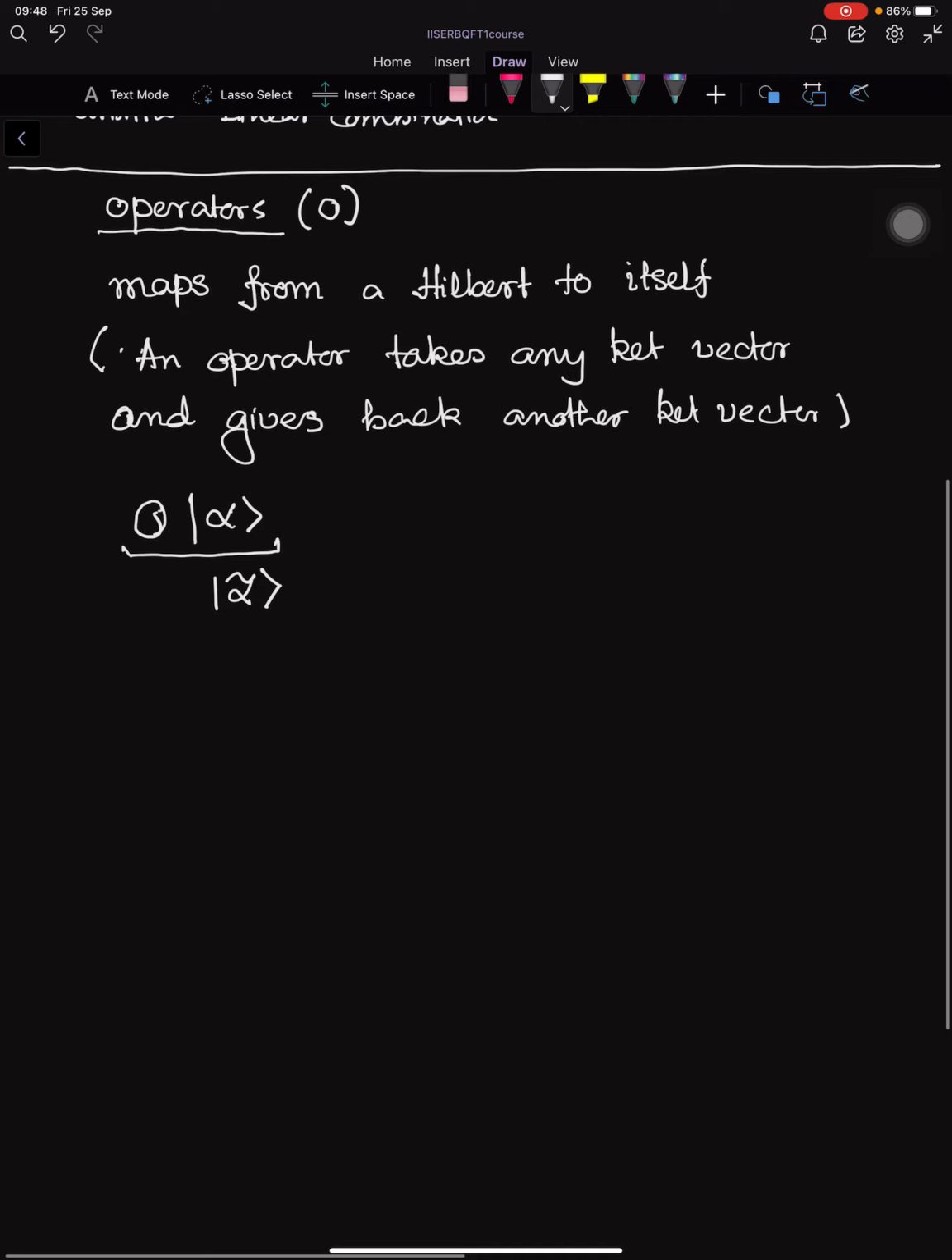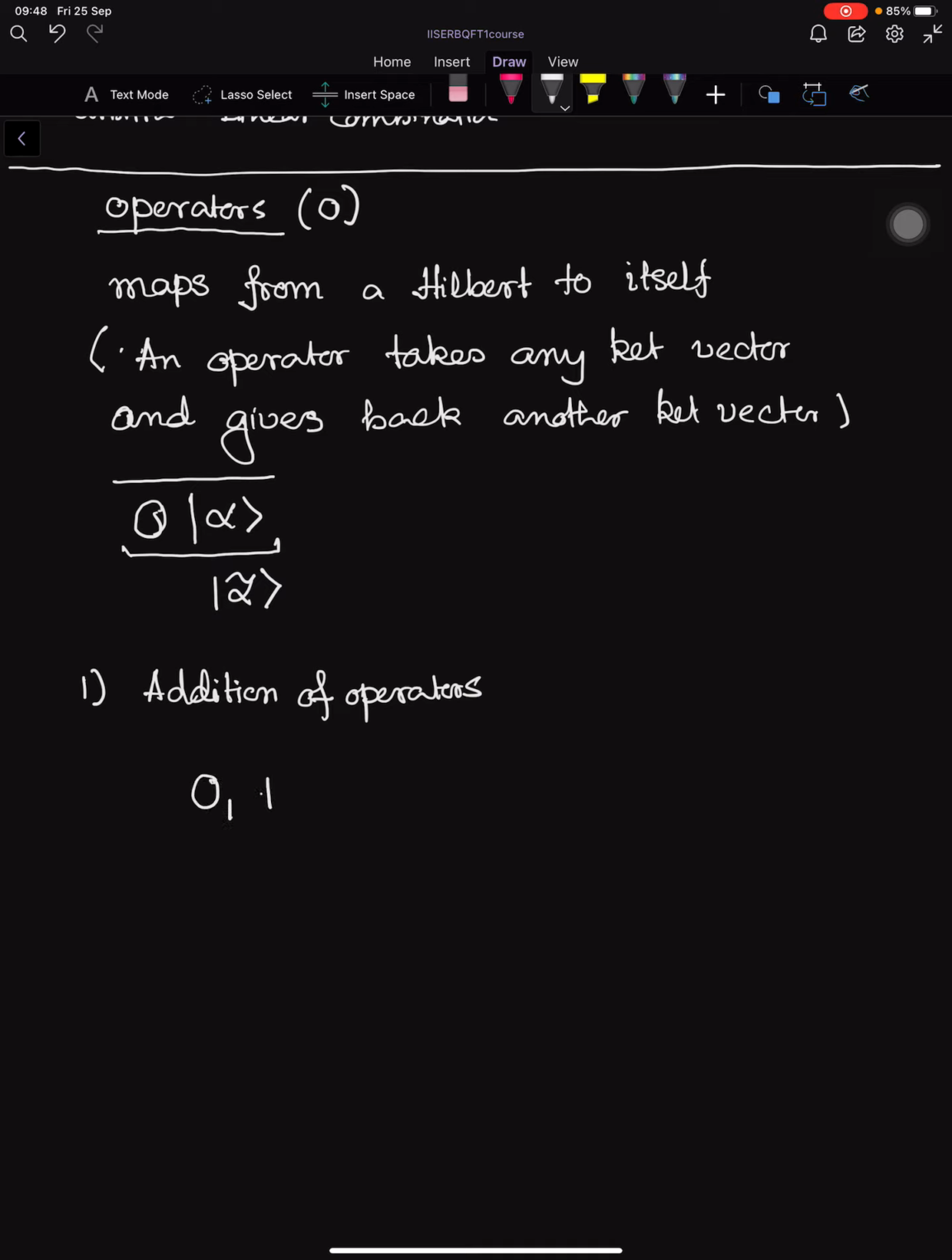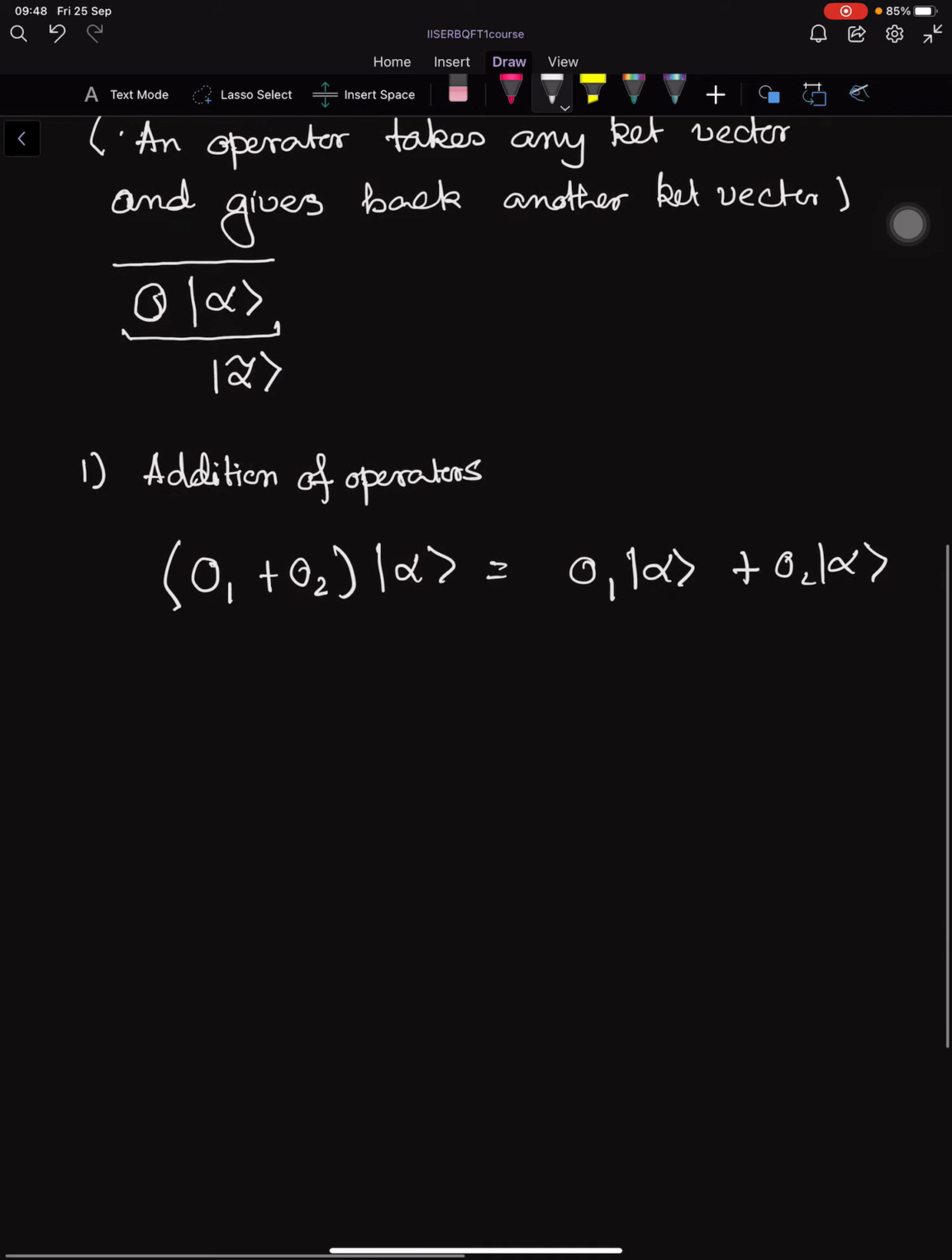Now that means that the first thing is addition of operators. Up to this point we have just defined this quantity O acting on alpha. So for addition of operators, say we have an operator O1 plus O2, and what is its action? Its action on alpha is simply O1 on alpha plus O2 on alpha. So this is the addition of operators.